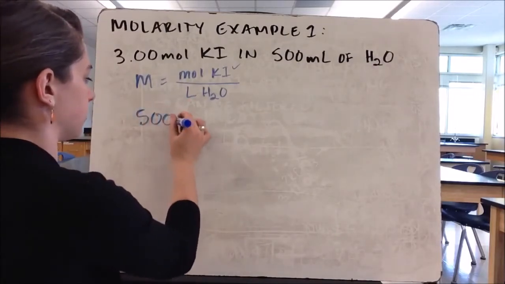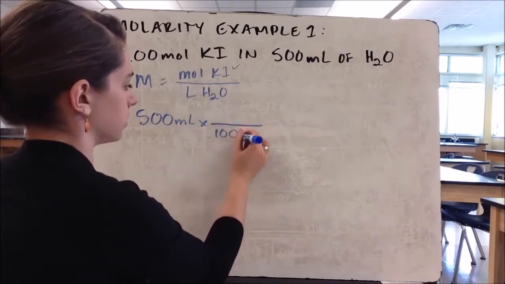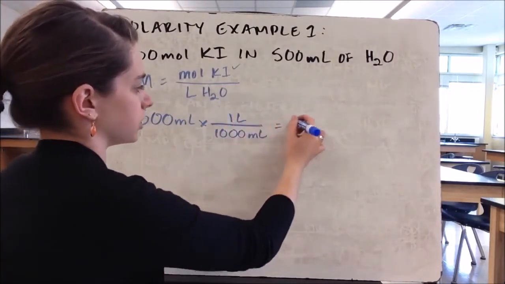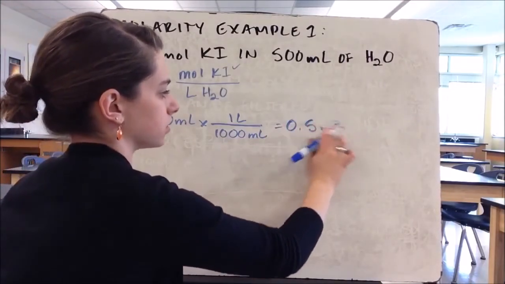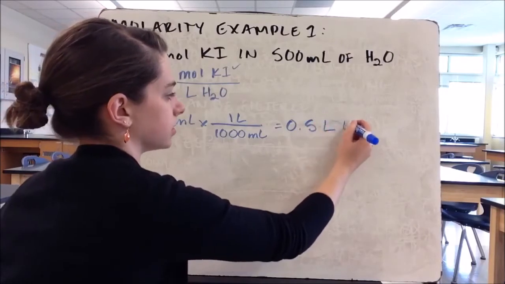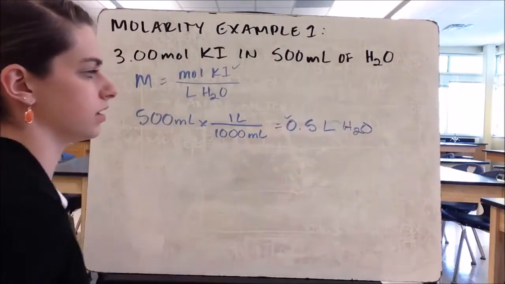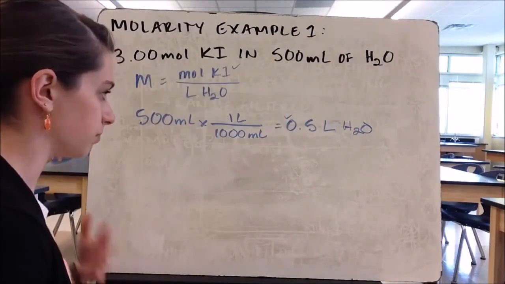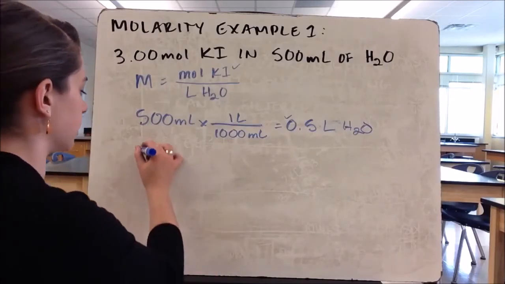So I'm going to take my 500 milliliters. There are 1,000 milliliters in 1 liter, which gets me 0.5 liters of H2O. And now my solution volume is in liters. So now we're good. All we have to do to calculate molarity is divide.